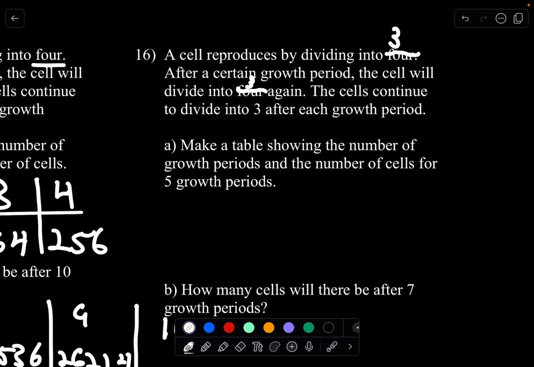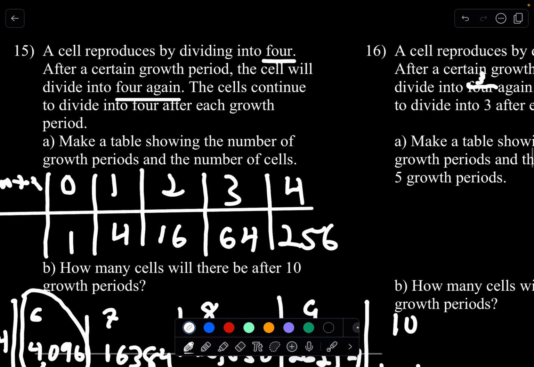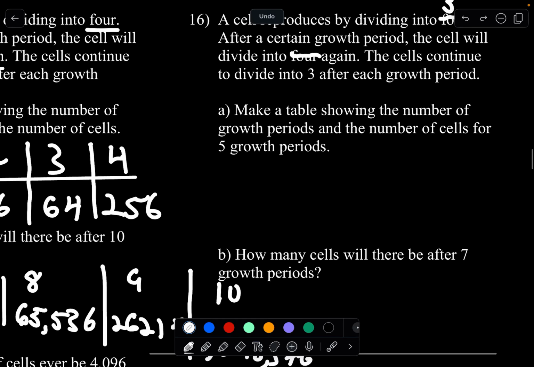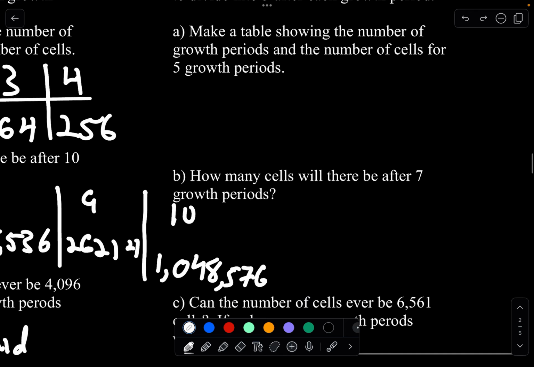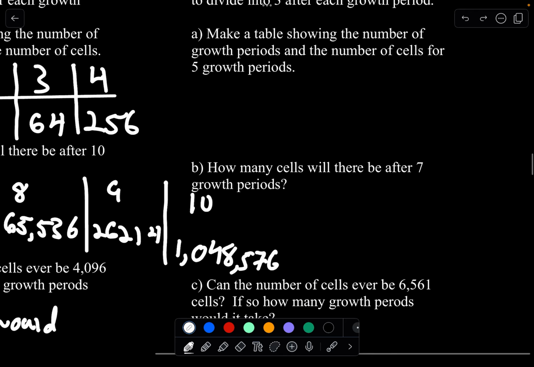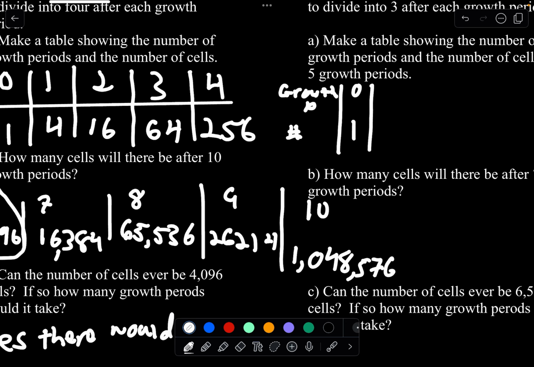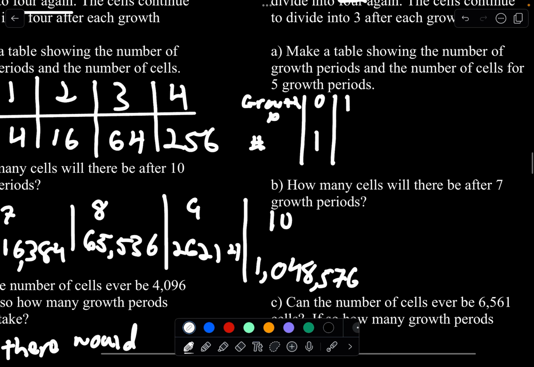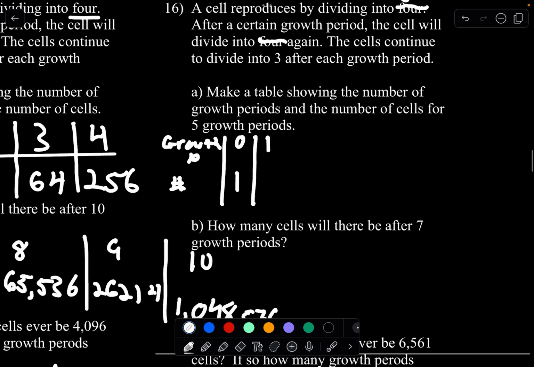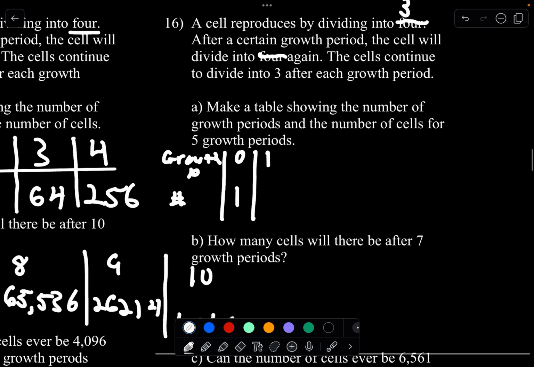Okay, make a table showing the number of growth periods and the number of cells for 5 growth periods. All right, so you just do the same thing. You start with 1. So we have our growth period and the number. On the 0, we start with 1. On the first growth period, it divides into 3. So that means we have 3.